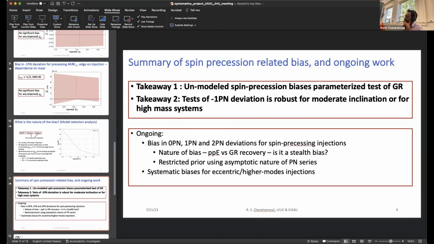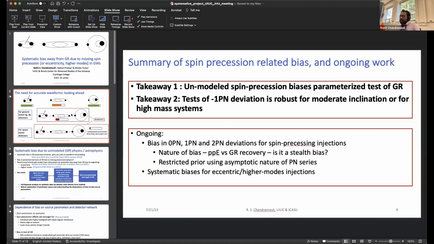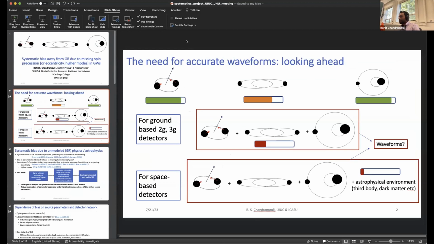Yeah. Hey, Rohit, nice talk. I was wondering, I think you mentioned LISA in the introduction, do you plan to extend this to LISA as well? Because I would think yes, you will see many more cycles there, right? So I guess it's even more important.